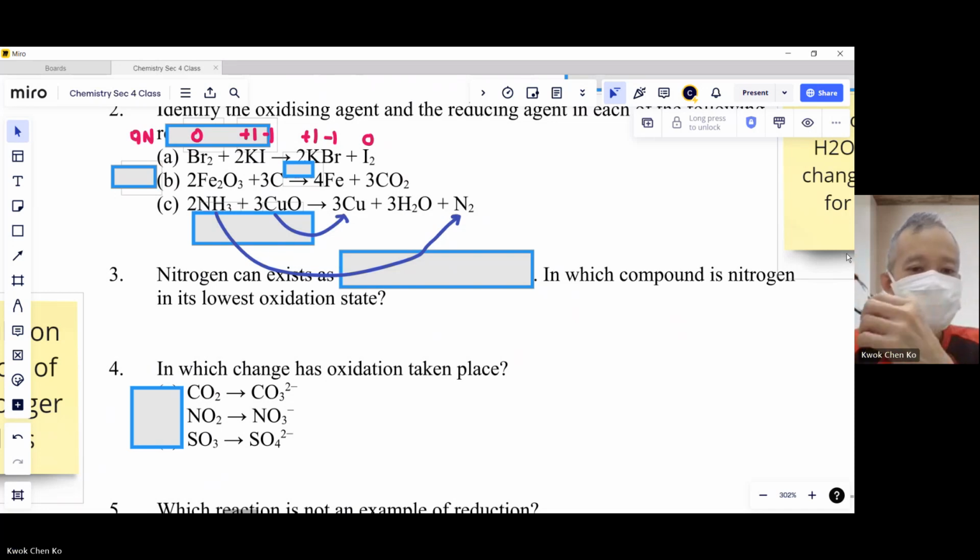I thought you were putting reduction inside, right? No. ON. This one, no need, because you can see what has happened to NH3. NH3 lost hydrogen, right? Then this one has lost oxygen, right? So no need to do ON already.